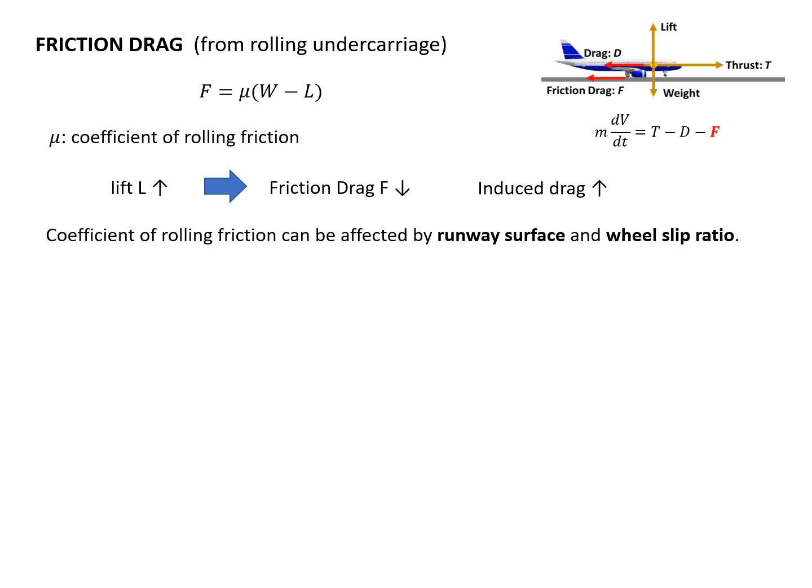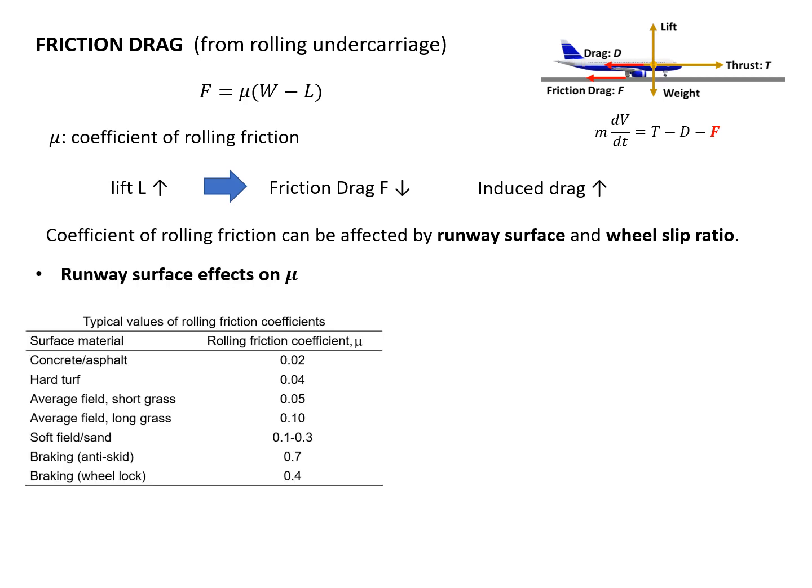Okay, so the coefficient of rolling friction, that's mu, can be affected by the runway surface and the wheel slip ratio. I mentioned 2 factors in here, but it can actually be affected by many more factors, such as the type of wheel and the type of tire of the aircraft and the wheel diameter and different things. But we are highlighting 2 parameters. That's runway surface and wheel slip ratio.